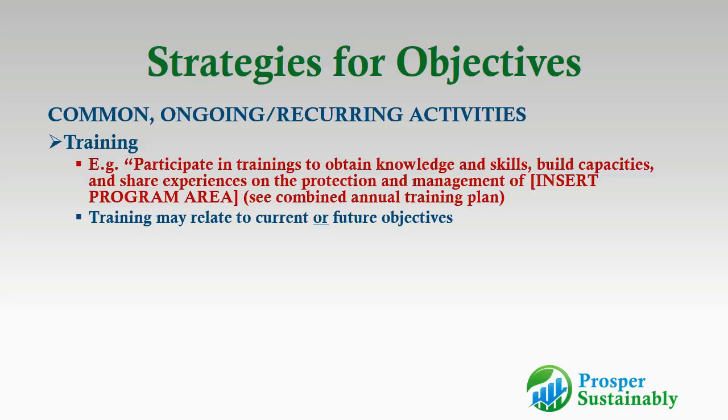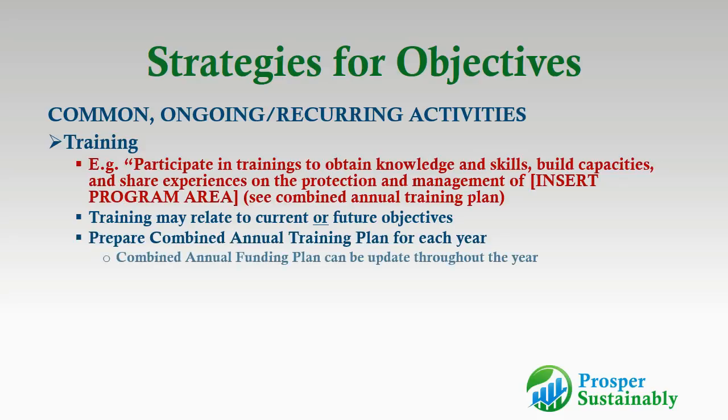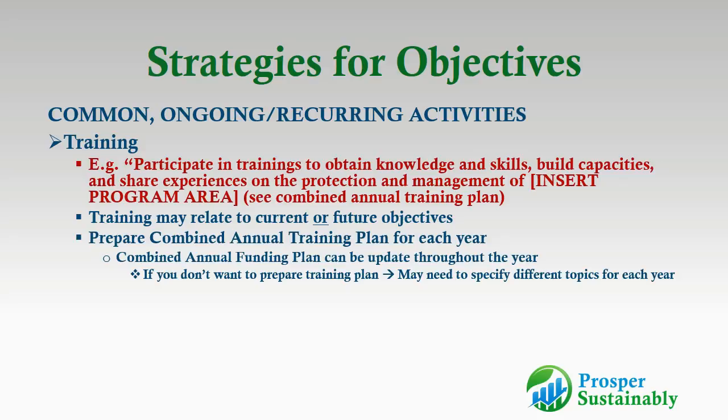So just because, in some cases you may be going to training for future objectives or for areas you just don't understand, because you want to determine whether they are something that the tribe needs to give attention to. And then you do the option of preparing a combined annual training plan for each year, which can be updated throughout the year. If you don't want to prepare the training plan, then at that point you may want to or need to specify different topics for each year.